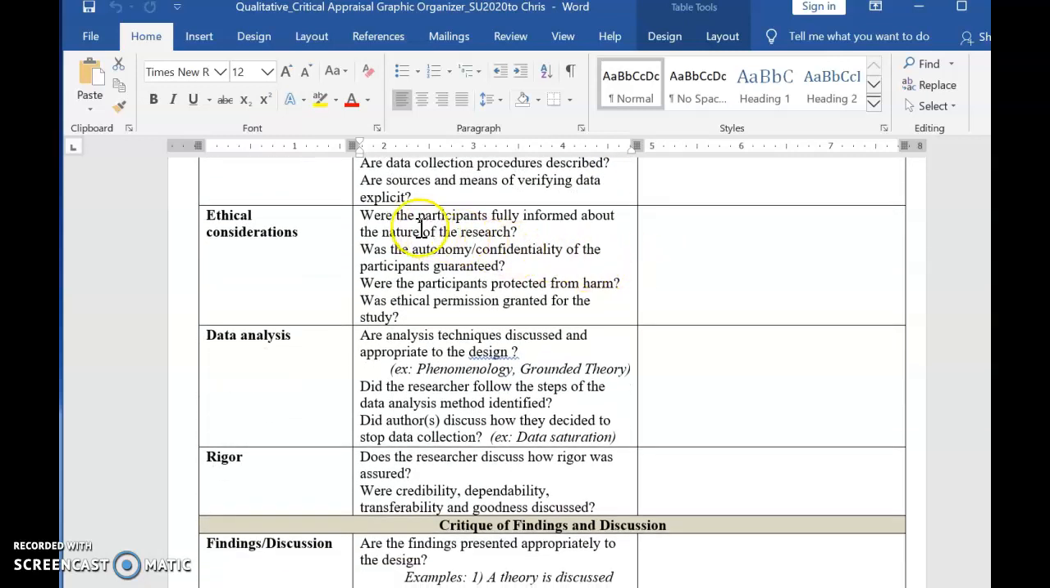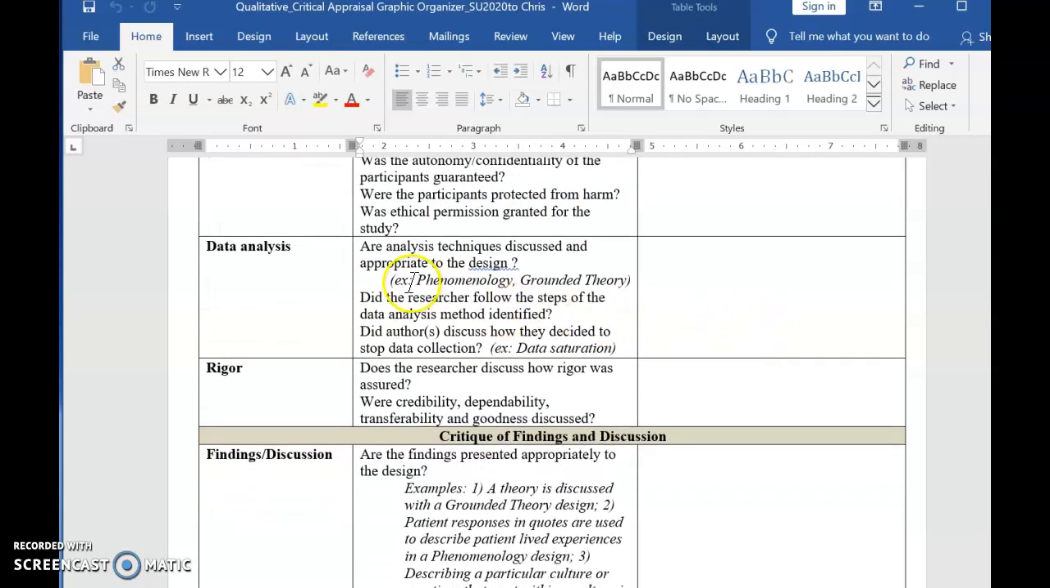Ethical considerations, again, you're just answering some of those questions. These are going to be similar on the quantitative as they are for here, where participants protected from harm. If the article doesn't say anything about this, then just say, no. The authors did not mention anything about that. Okay, so the ethical permission granted for the study would be the Institutional Review Board, the IRB, that we will learn more about. This is a very important section.